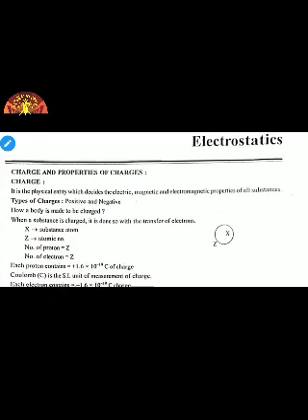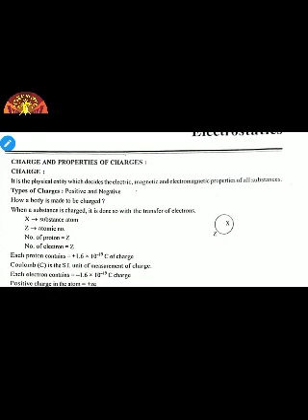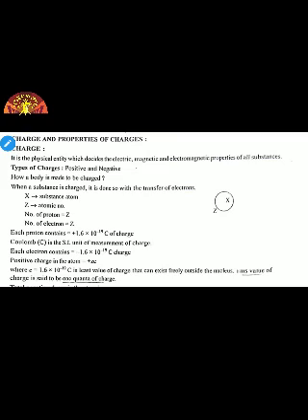Charge is basically an intrinsic property, or we should say that it is a physical entity which decides the electric, magnetic, and electromagnetic properties of all the substances. So, electric and magnetic, you have learned about in 10th class. But electromagnetic is something where both phenomena, electric and magnetic, go together. So, all these phenomena come into picture due to this thing, charge. Okay. So, we were talking about the types of charges, positive and negative.